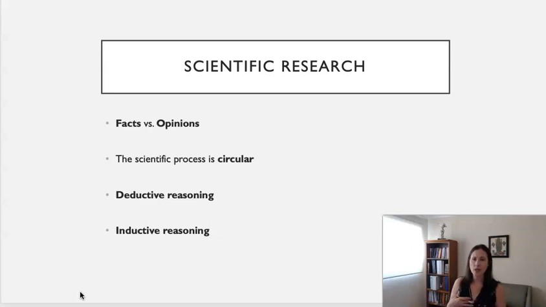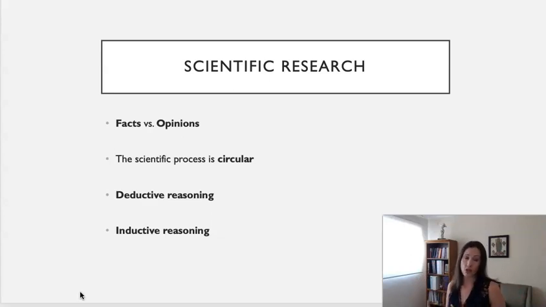The scientific process is also circular. You have ideas that are tested against the real world, and then these observations are going to lead to more ideas that are going to be tested, which will then lead to more ideas that you then have to test. So you don't just do one experiment and then that's the end of it. It leads to more experiments down the road.